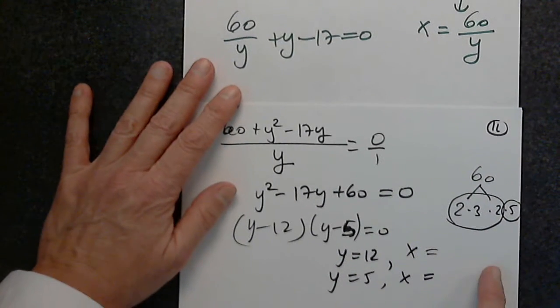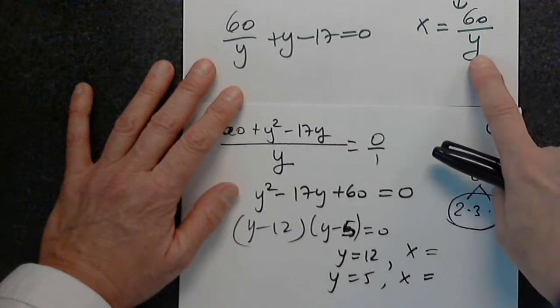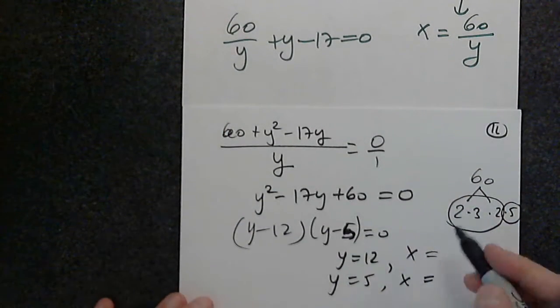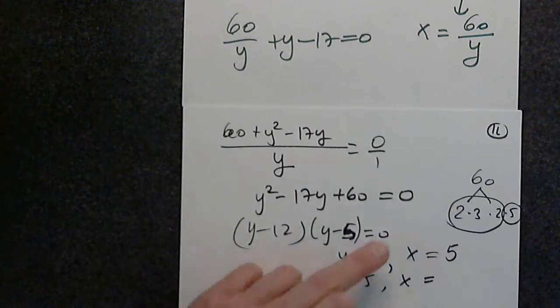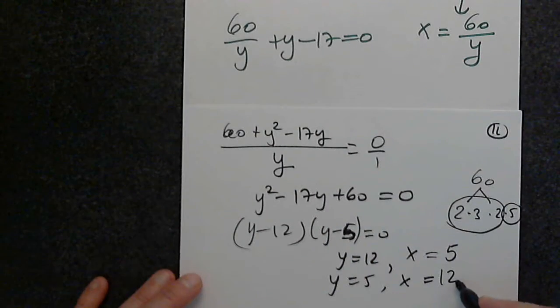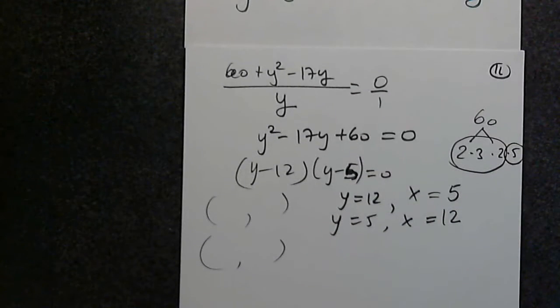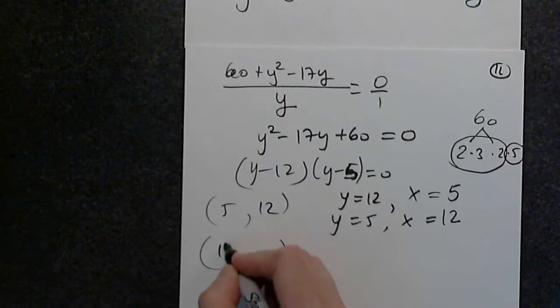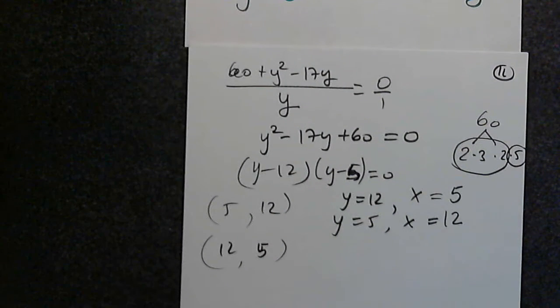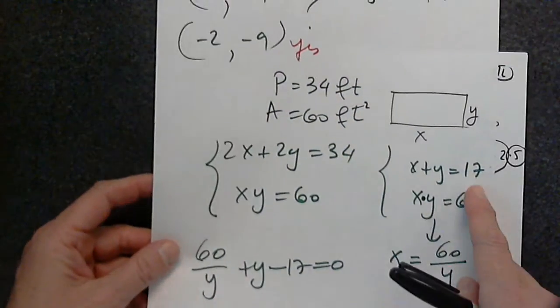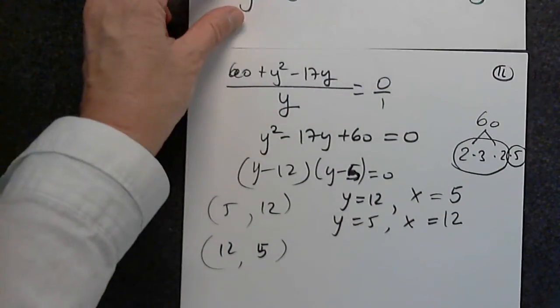Is that clear? So now I have to put in 12 here. How much is 60 over 12? And then I have to put in 5 here, and I get 12. So what are the possible ordered pairs for the system? Exactly. I have to go back and check, but it's clear. Their sum is 17 and their product is 60 no matter what.